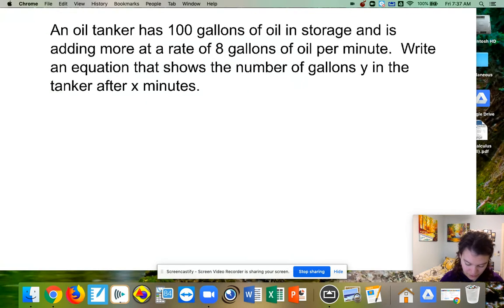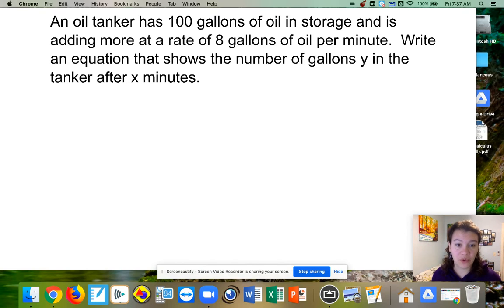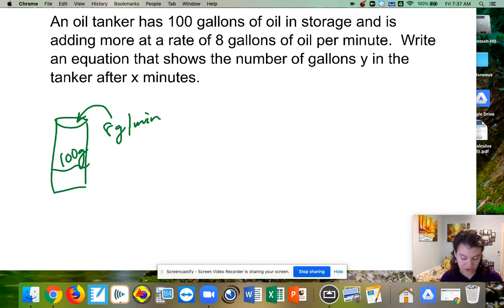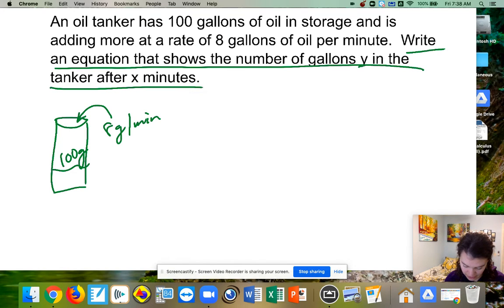All right, so some word problems. Here we have an oil tanker has 100 gallons of oil in storage. So say we have our 100 gallons in storage, and it's adding more oil coming in here at 8 gallons per minute. We want to write some sort of equation that shows the number of gallons y in the tanker after x minutes.